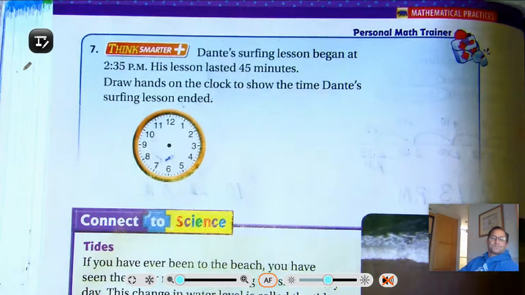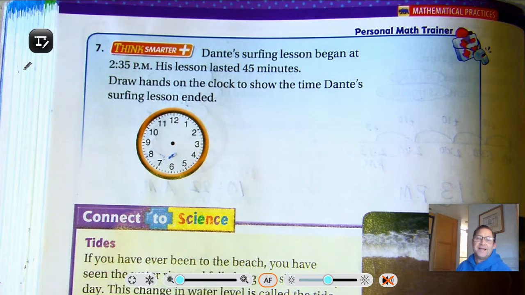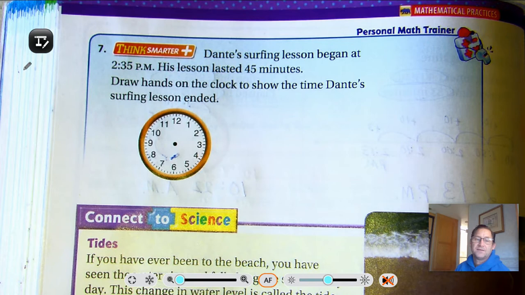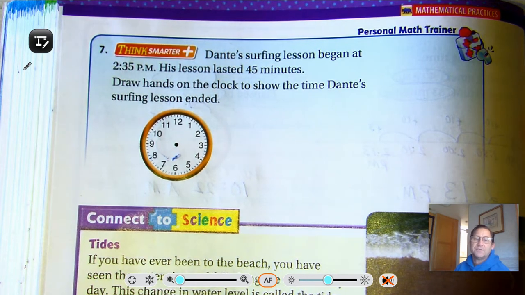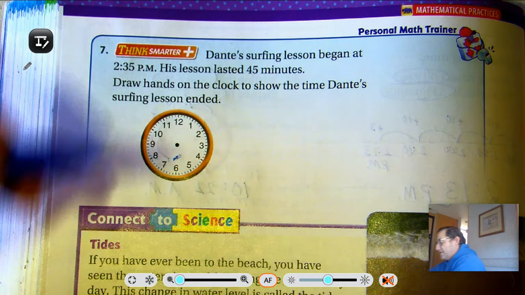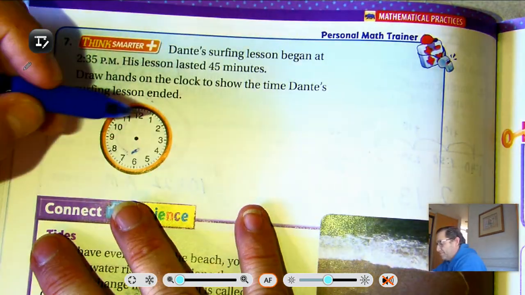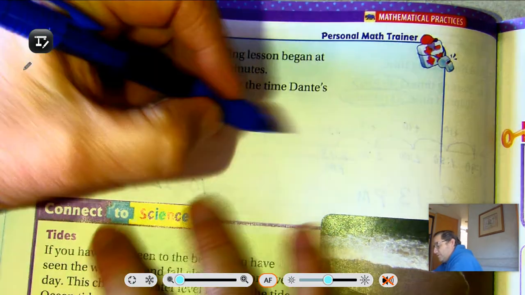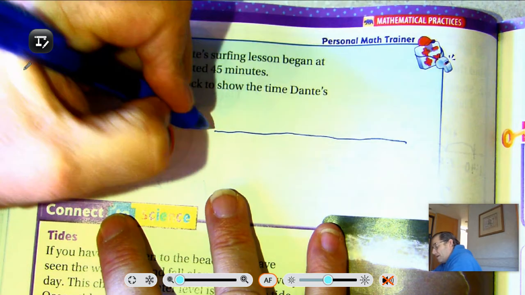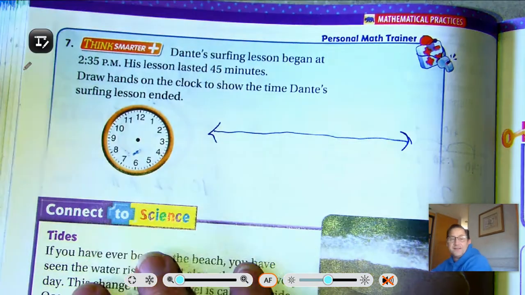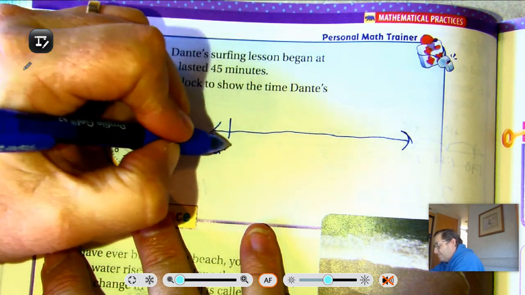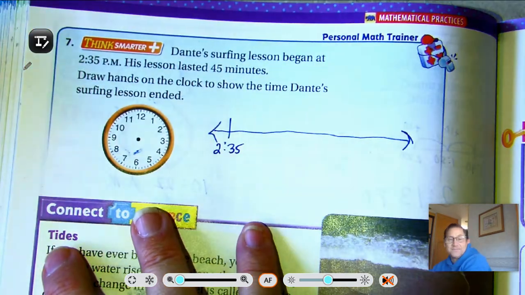Number 7. Dante's surfing lesson began at 2:35 p.m. His lesson lasted 45 minutes. Draw hands on the clock to show the time Dante's surfing lesson ended. So if he started at 2:35, draw hands to show what time it ended. Okay, so I'm going to combine the number line and the analog clock. So 2:35, and it lasted 45 minutes.